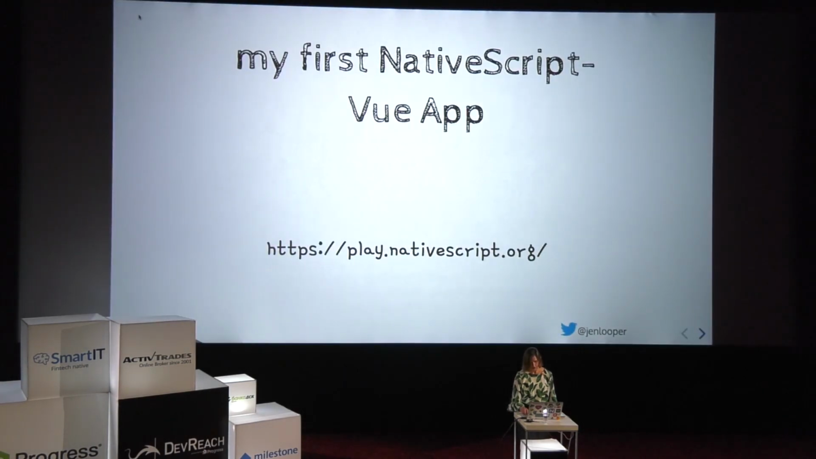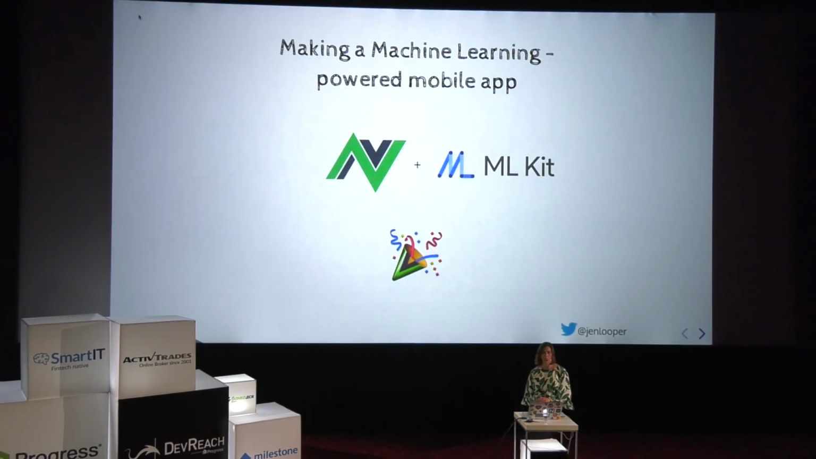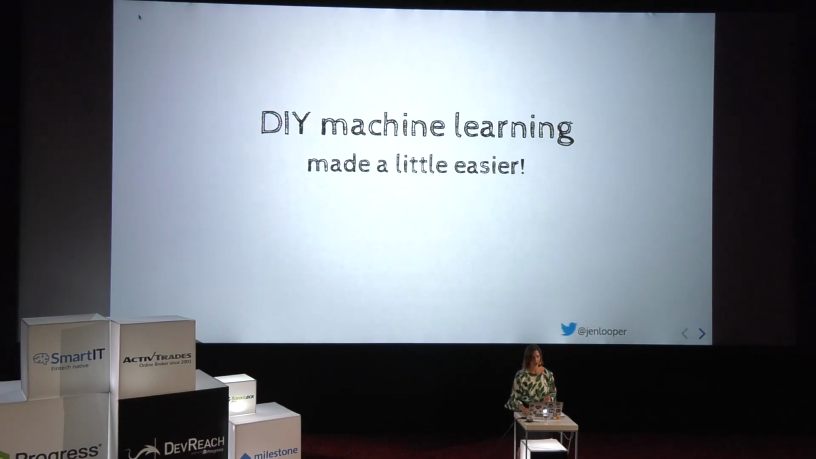Okay, so I'll go back to this. Here we go. We've talked about machine learning, we've talked about the do's and don'ts, we've talked about some of the tools that you can use. So let's talk about making a machine learning-powered mobile app using NativeScript Vue and MLKit. A match made in heaven. This is awesome. You're going to love it.